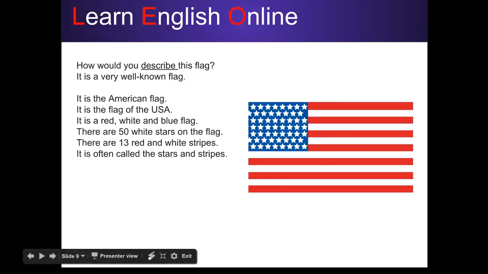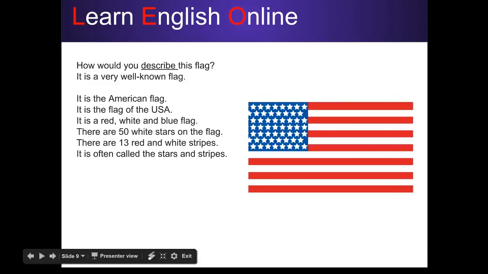Now there's another abbreviation. Do you know what USA is short for? The United States of America. And we always have the definite article, the United States of America, the USA. You could describe it by colour. It's a red, white and blue flag.